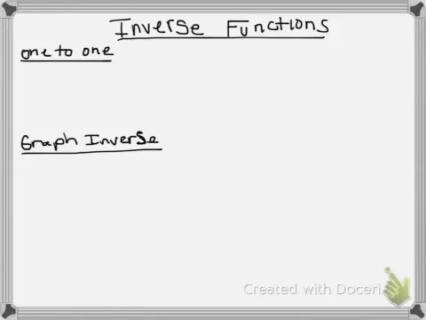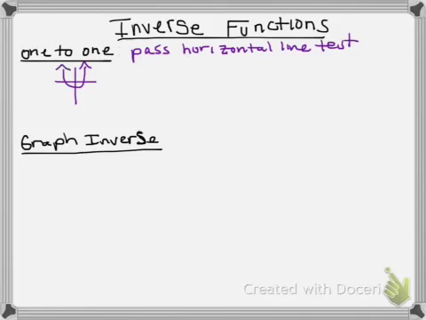So if a function is one-to-one, it will pass the horizontal line test. So for instance, if we have this graph and it's just a parabola, this would be a function because vertical lines only intersect once, but if we were to draw a horizontal line across this graph, it would intersect more than once, so we would say this is not one-to-one. And I know I wrote in yellow, but it says not one-to-one.